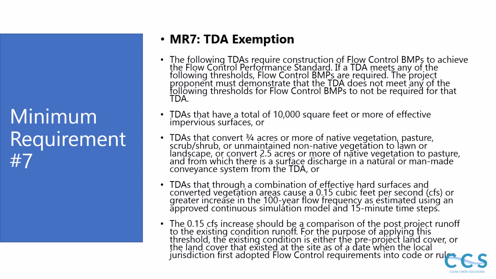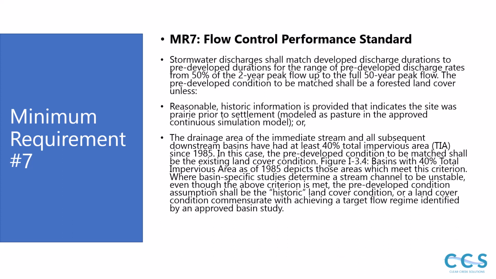Or TDAs that, through a combination of effective hard surfaces and converted vegetation areas, cause a 0.15 cubic foot per second or greater increase in the 100-year flow frequency as estimated using continuous simulation. The 0.15 CFS increase should be a comparison of the post-project runoff to the existing condition runoff. For the purpose of applying this threshold, the existing condition is either the pre-project land cover or the land cover that existed at the site as of a date when the local jurisdiction first adopted flow control requirements into its codes or rules. So, the flow control performance standards.